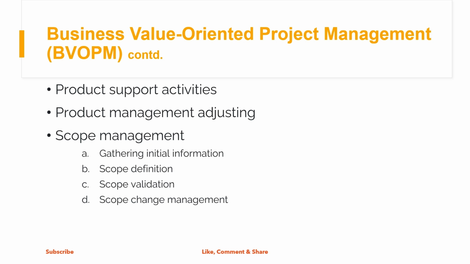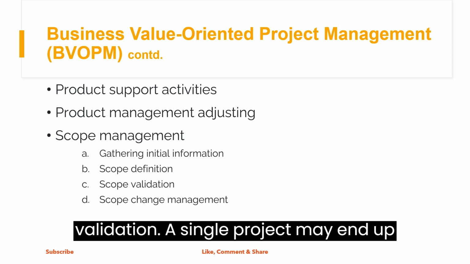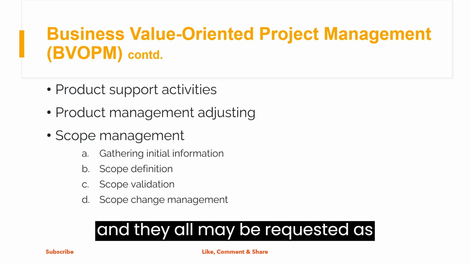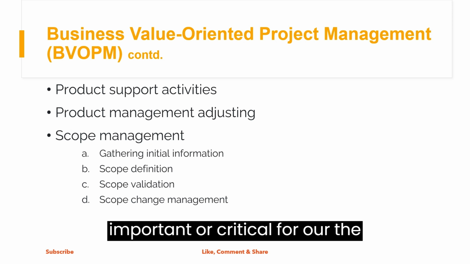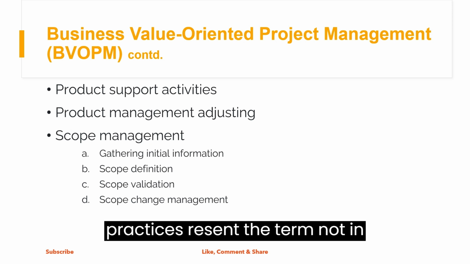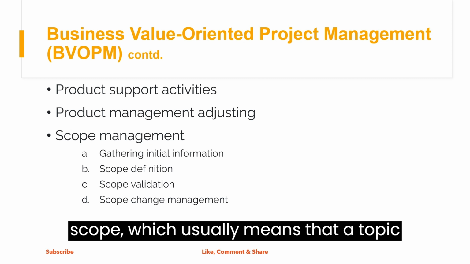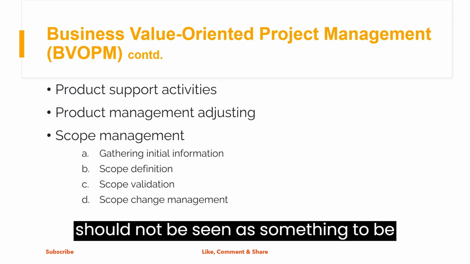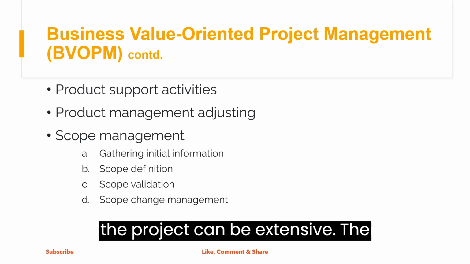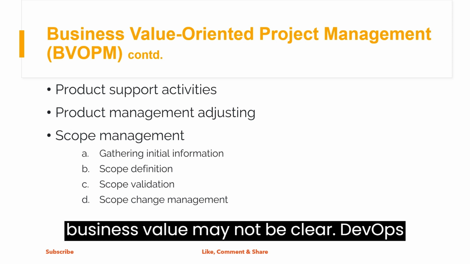Now let's talk about scope validation. A single project may end up with an extensive list of scope items, and they all may be requested as important or critical for the project. Classical project management practices present the term not in scope, which usually means that a topic should not be seen as something to be included in the project. The scope of the project can be extensive. The business value may not be clear.